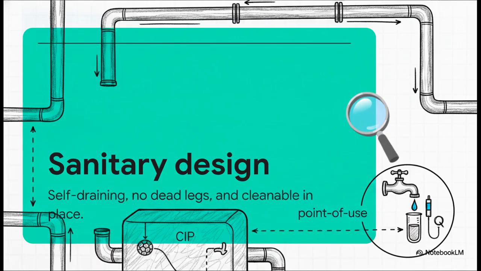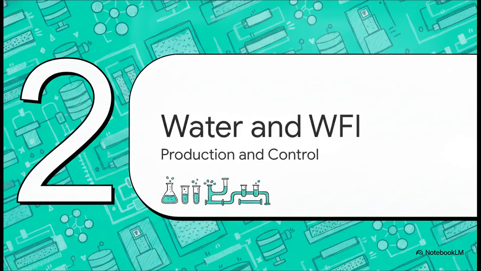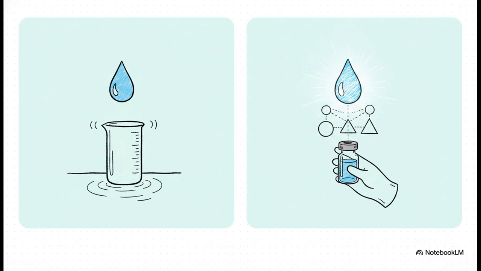The second concept is point of use. This is the exact specific location where utility is drawn for use, and crucially, it's where its quality is defined and monitored. Moving right along to Section 2, let's talk about water for injection production. Water is arguably the most critical fluid in any sterile manufacturing facility. It's everywhere. But to really understand water systems, we have to clearly differentiate between the grades.